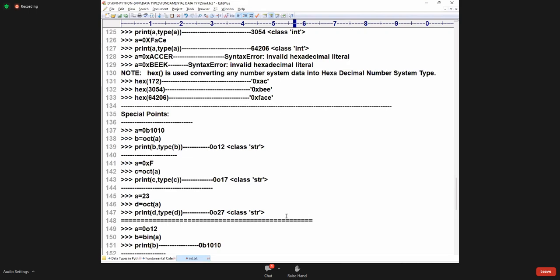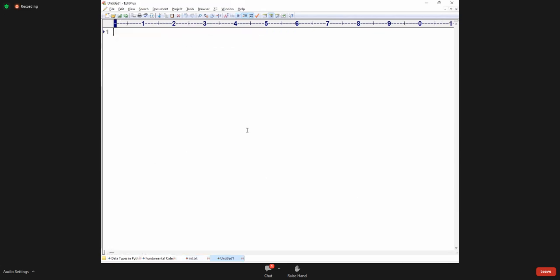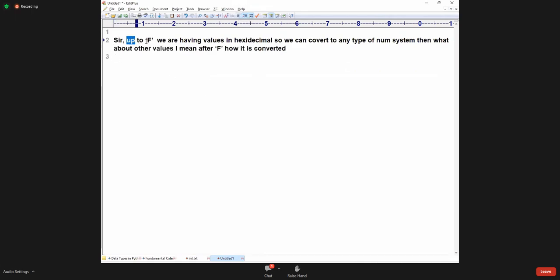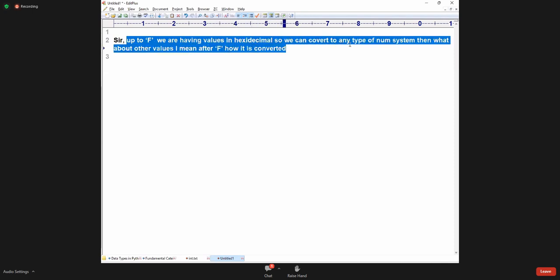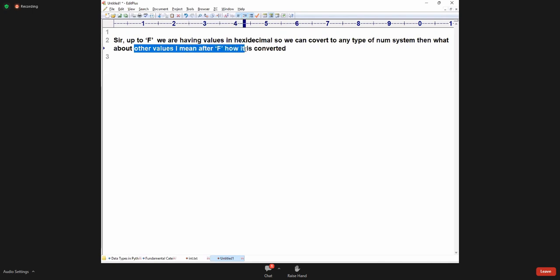Srujana is asking a question, and I will post it on the screen so everybody can understand. Sir, up to F we have values in hexadecimal, so we can convert any type of number system. Then what about other values? I mean after F, how is it converted? What is your answer?